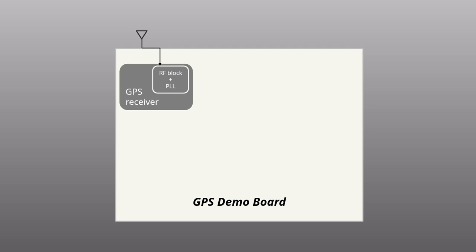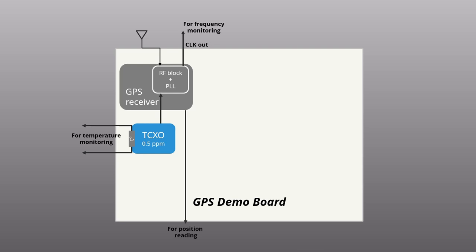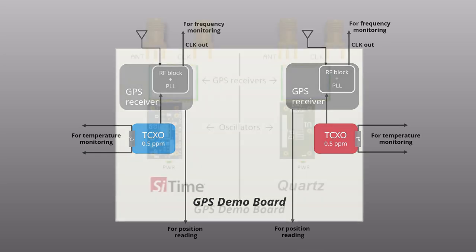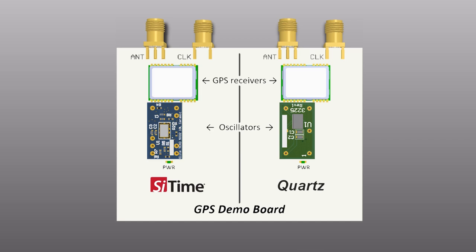The test board contains a GPS receiver with 2.5 meters horizontal accuracy, a SiTime Super TCXO with 0.5 ppm stability, an RTD sensor for temperature monitoring, and clock output from GPS PLL for frequency drift monitoring. On the right side of the board is the same combination, but with a quartz TCXO, for comparing the impact of frequency slope performance of both TCXOs on GPS.